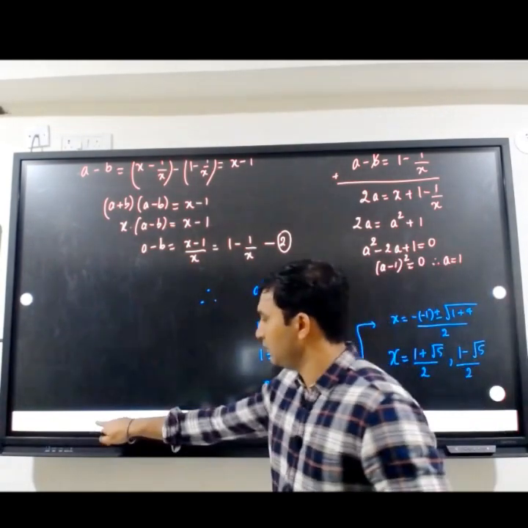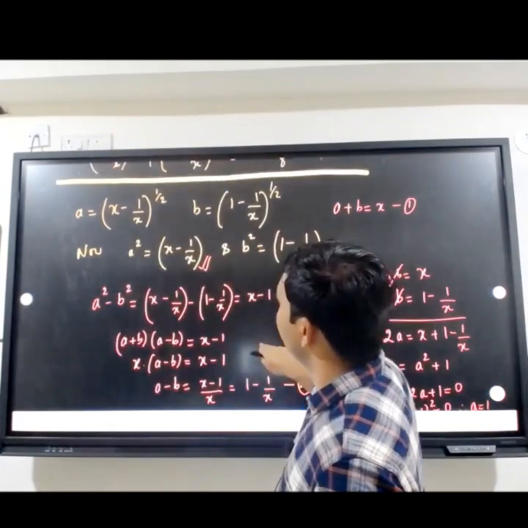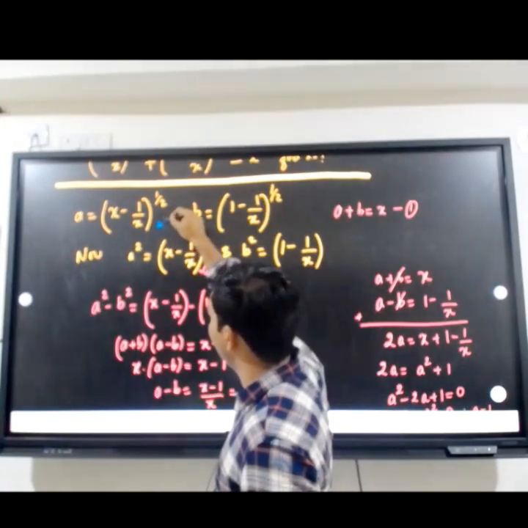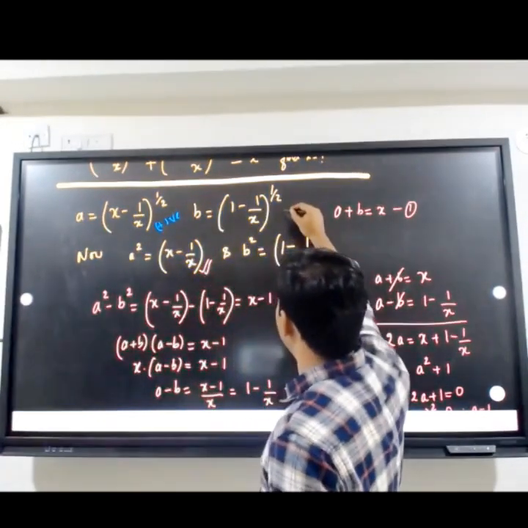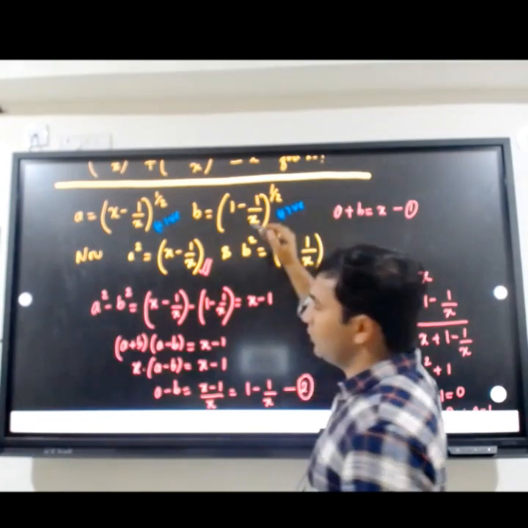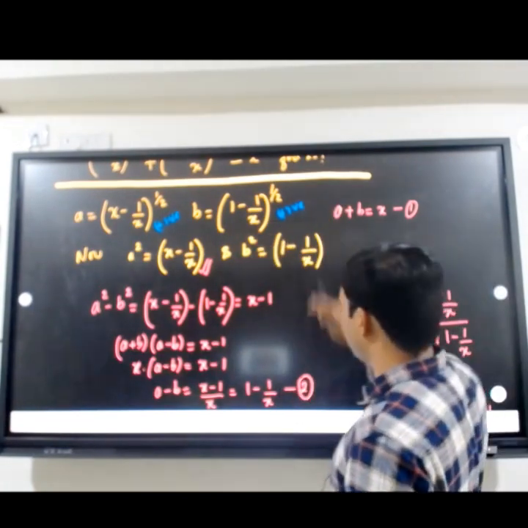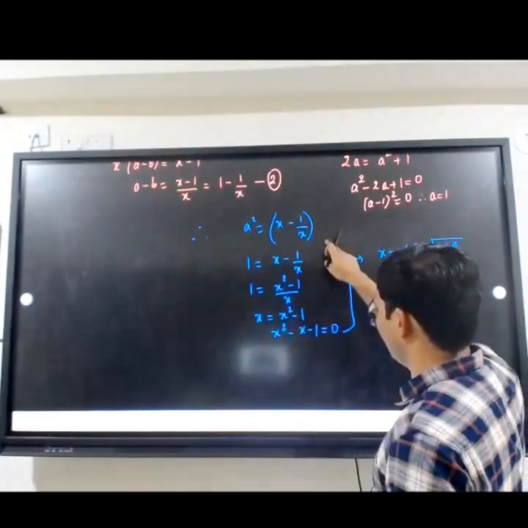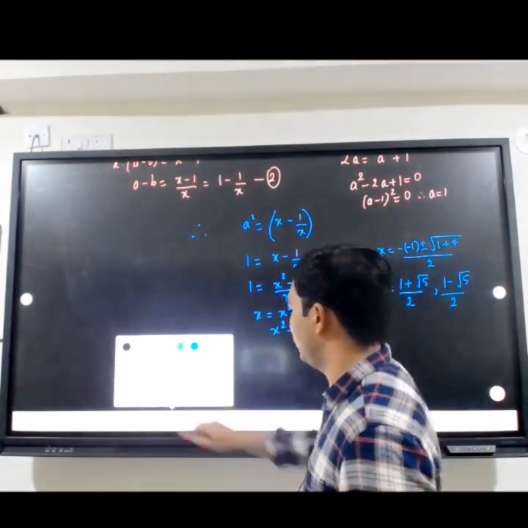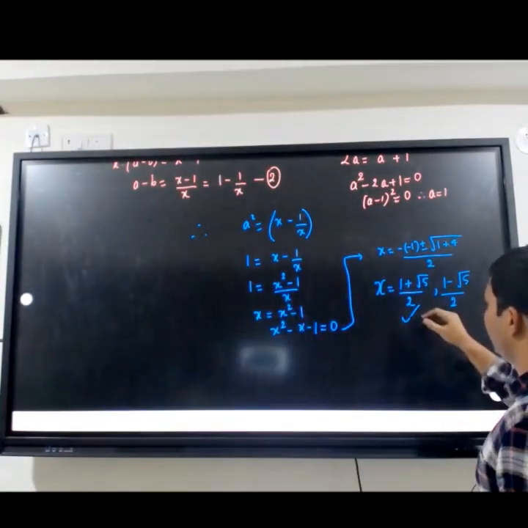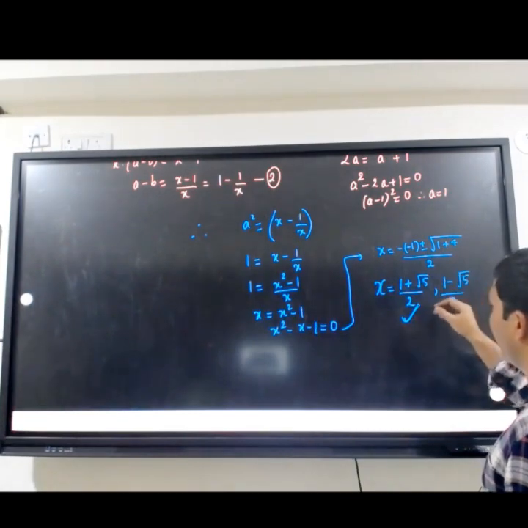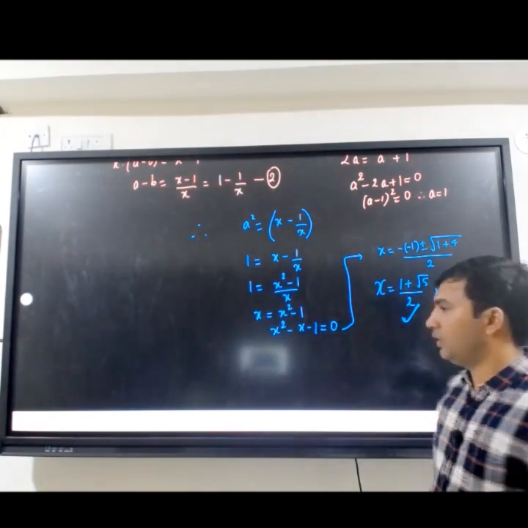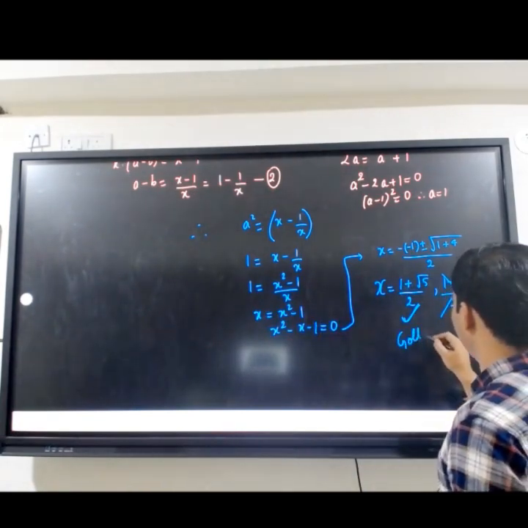Now see one thing here. What is a? a is an under root term. So under root is a positive quantity. And this is also a positive quantity. Under root is a positive quantity. So therefore x cannot be negative, right? That means our only solution is this one, (1 + √5)/2, and we can neglect this. And (1 + √5)/2 is also called the golden ratio. What is it called? Golden ratio.